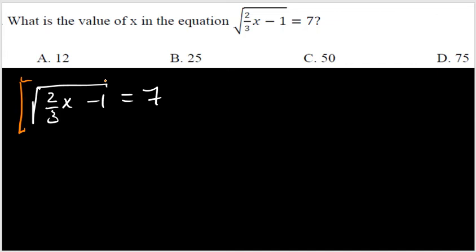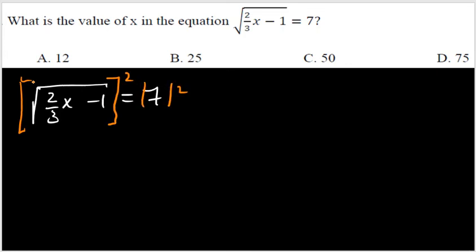The first question: what is the value of x? The x is found under the square root. Square root of 2 over 3x minus 1 is equal to 7. So to make x alone, first we have to remove the square root. The reverse process of a square root is squaring. So I need to square both sides.